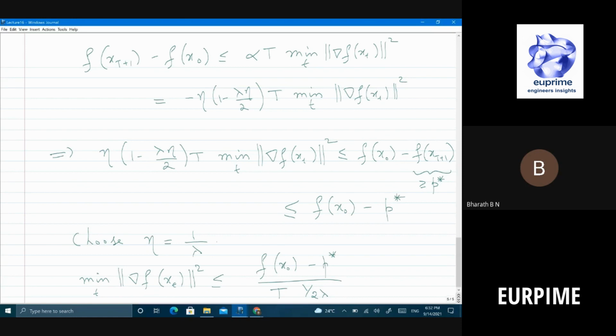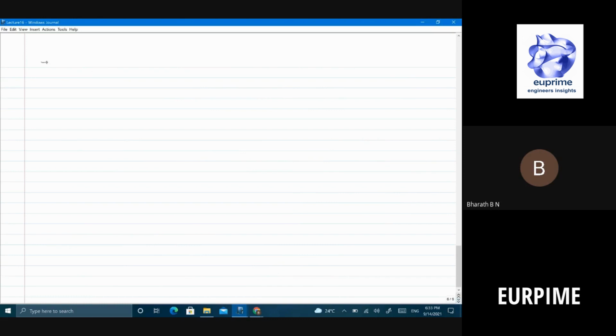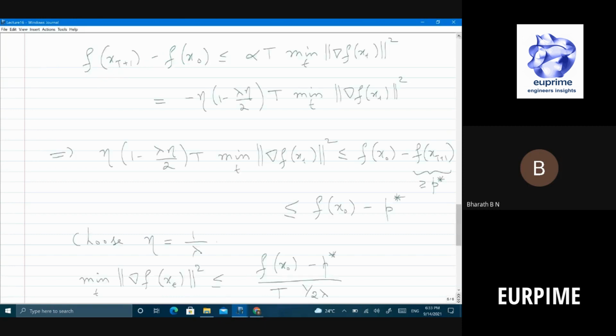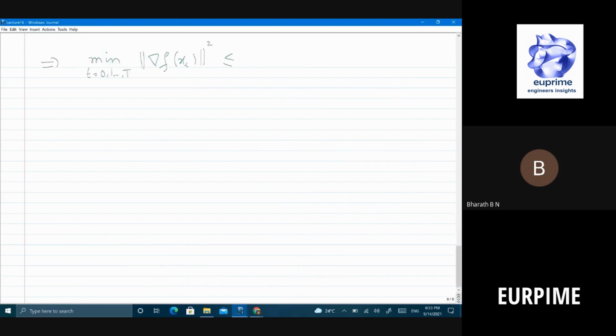Okay, now let me rewrite this. So this implies minimum over all t equals 0, 1, etc., T, gradient of f of x_t is less than or equal to, let's go back, 2 lambda times f of x_0 minus p star, this is the gap, divided by T, right?